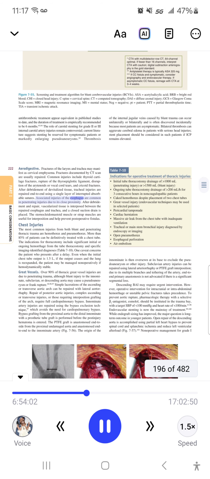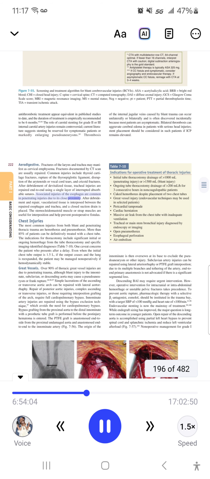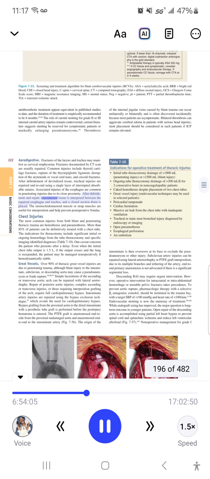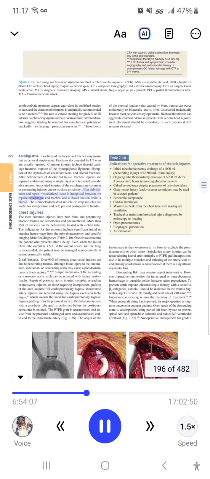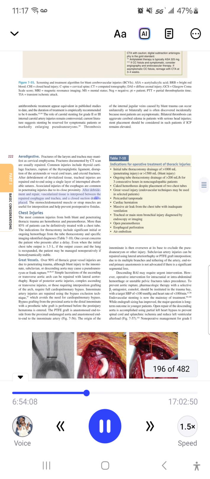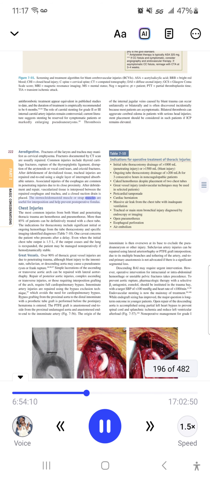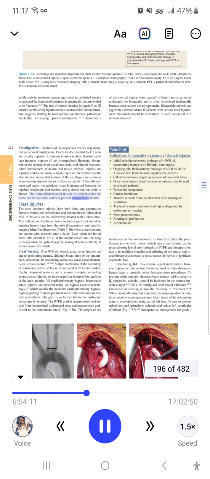Associated injuries of the esophagus are common in penetrating injuries due to its close proximity. After debridement and repair, vascularized tissue is interposed between the repaired esophagus and trachea, and a closed suction drain is placed. The sternocleidomastoid muscle or strap muscles are useful for interposition and help prevent postoperative fistulas.